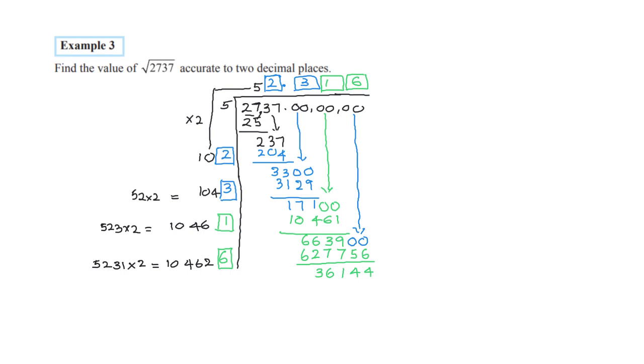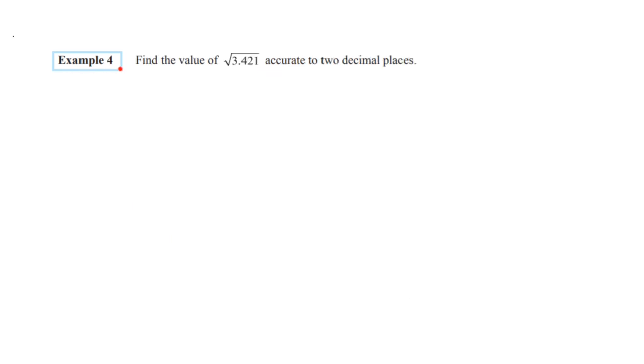So when you round up your answer, square root of 2,737 is approximately equal to 52.32 to 2 decimal places.